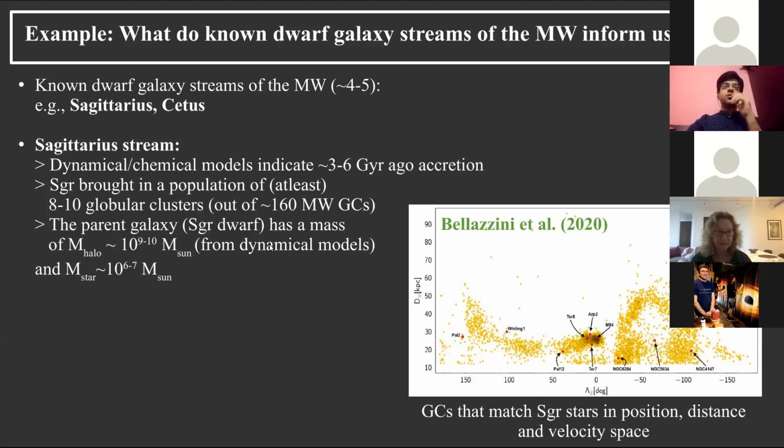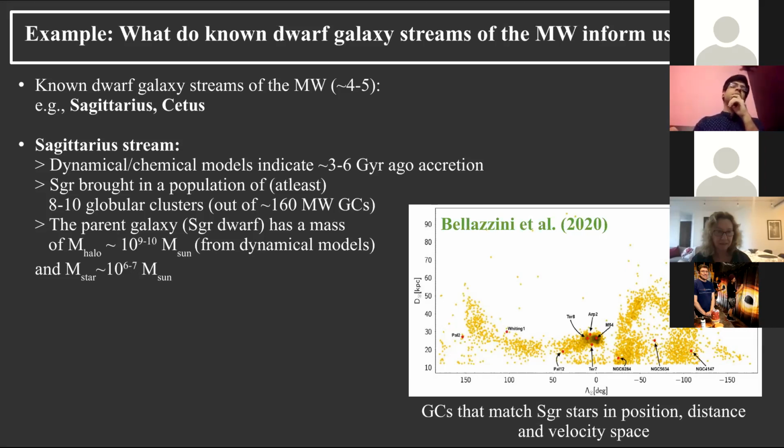And we know that the parent galaxy of Sagittarius has a mass of about 10^9 to 10^10 solar masses, and the stellar mass is 10^6 to 10^7 solar masses, which means that whatever the mass of the stellar halo is, which is close to 10^10 solar masses, at least 10^6 to 10^7 stellar mass in the halo was contributed by the Sagittarius dwarf galaxy.